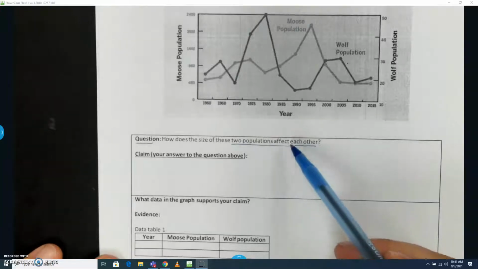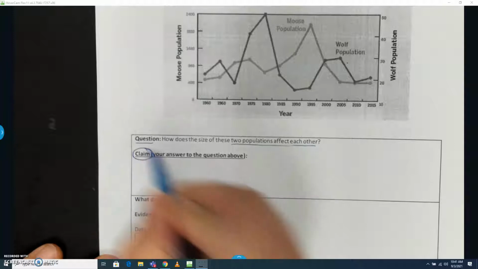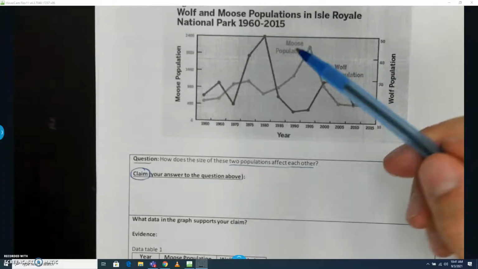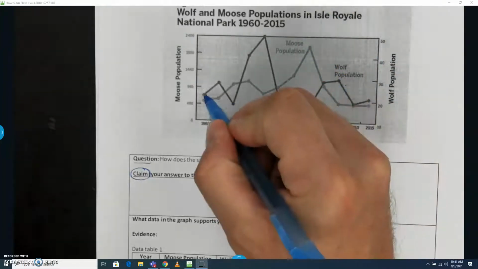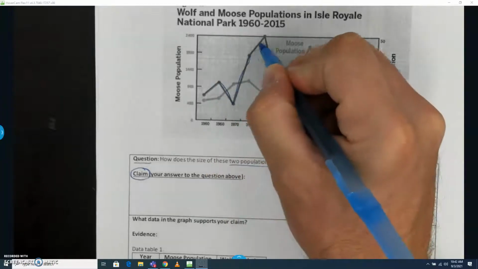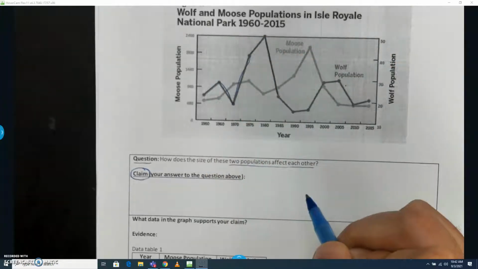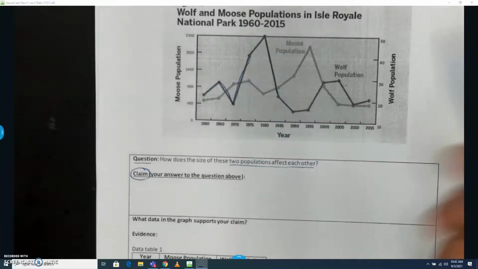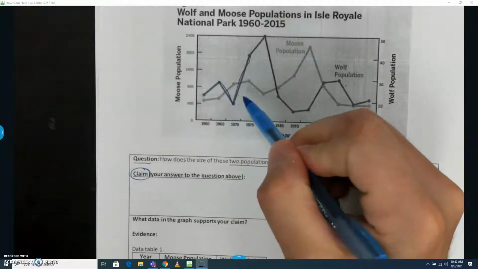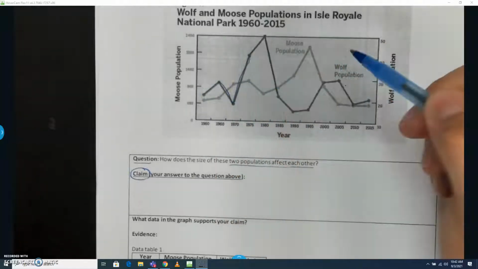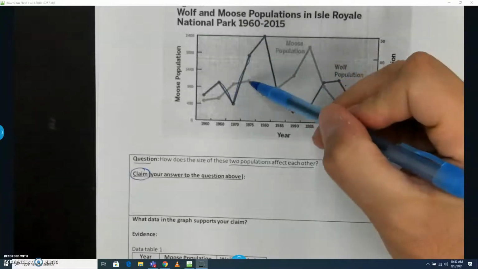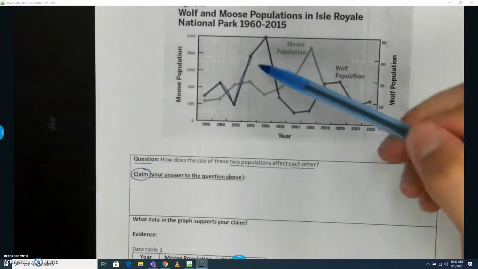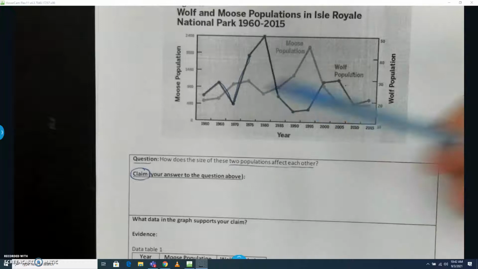With this, we actually have to answer this question. This will be called our claim. So what I see happening in this graph is I see the wolf population changing sizes, going up, down, and I need to see what's going on with the moose population along the same time. And I can see that when the wolf population starts to go up, which would be the predator, I can start to see the prey population, the moose, start to decrease, which makes sense because if there's more predators, more moose will be eaten.